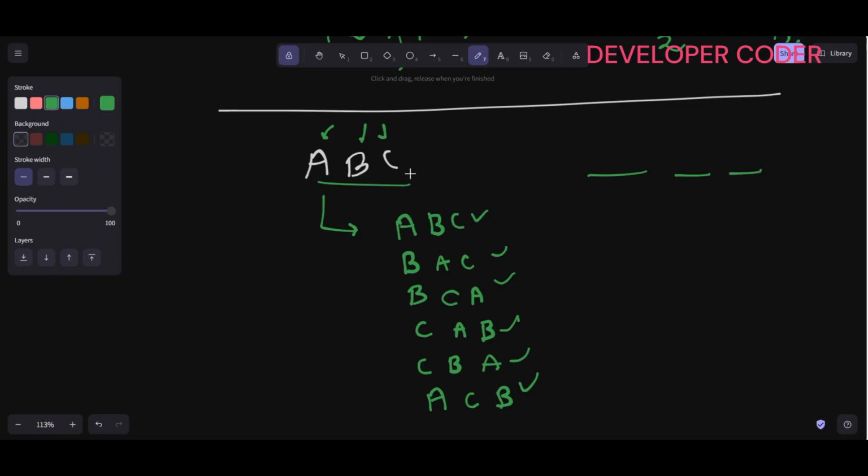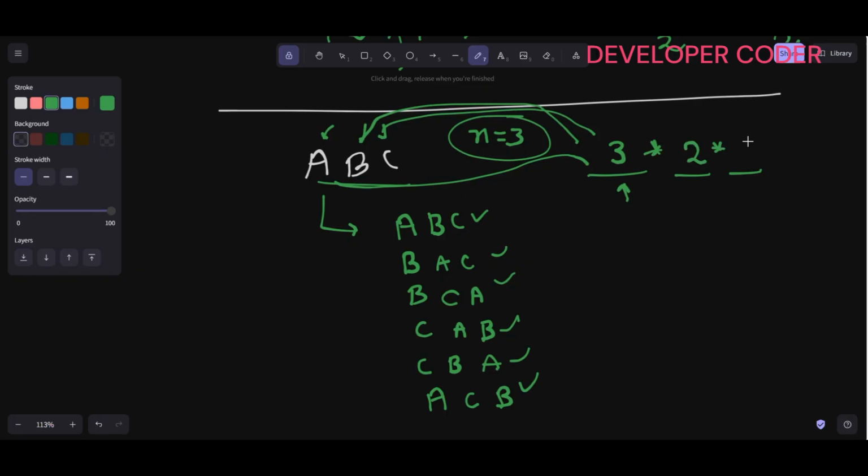Here the total size is 3, n is equal to 3. So in how many ways can I write this abc? At this particular position, I have 3 choices: I can write a, b, or c. Now if one choice is fixed here, then I have only 2 choices left here, and just 1 choice here, so overall 6. This is the simple way to calculate the number of permutations. That is nothing but 3 factorial.